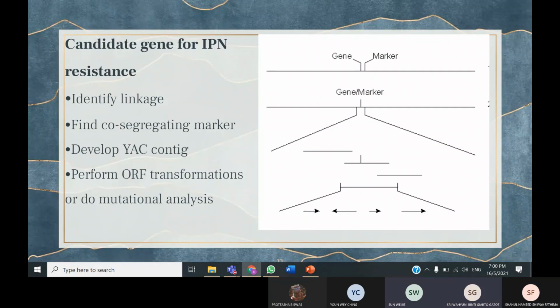The first step is to identify the linkage, and the second is to find the co-segregating markers. We use genetic markers near large numbers of sites throughout the genome, and examine them to find a site close enough to the disease-causing site to appear associated with the disease, and we usually use SNPs as the markers.